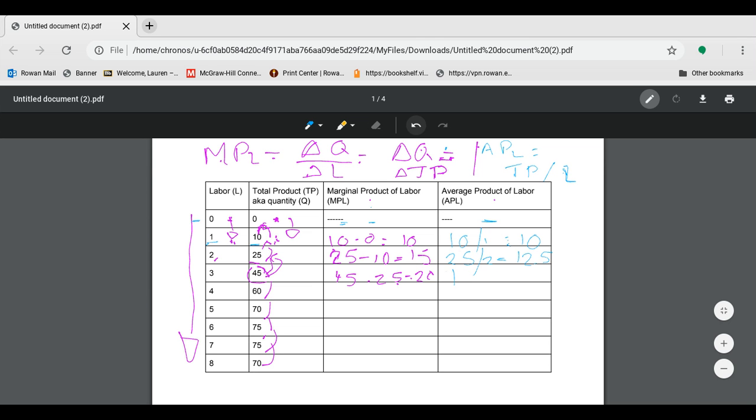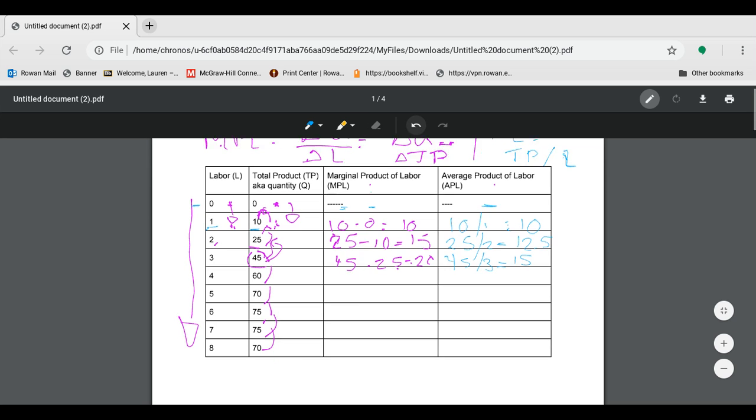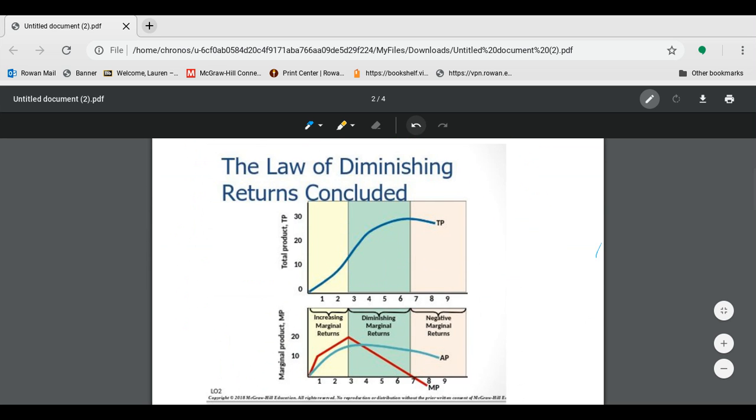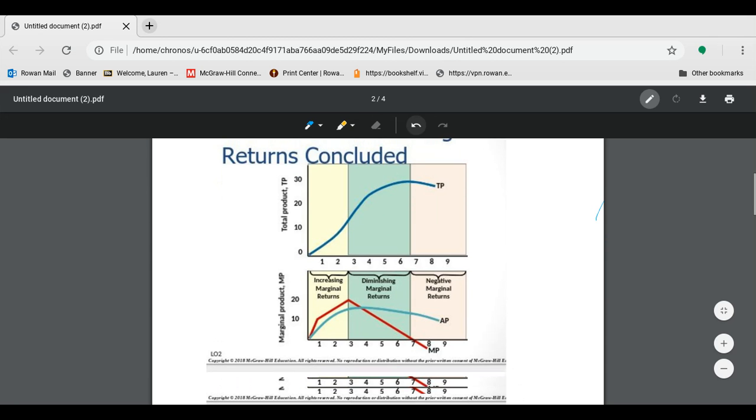The next one is 45 divided by 3. It's 15. So I'm not going to go through all of this, but make sure you understand. Again, this table is in your book. So let's go down to the picture. Your book graphed this for us, so we don't have to.